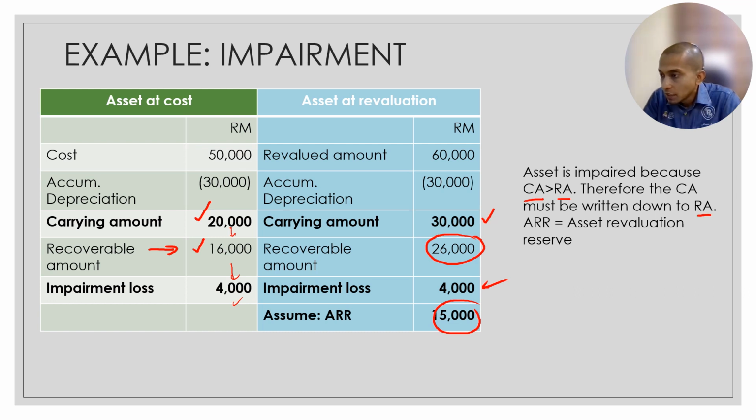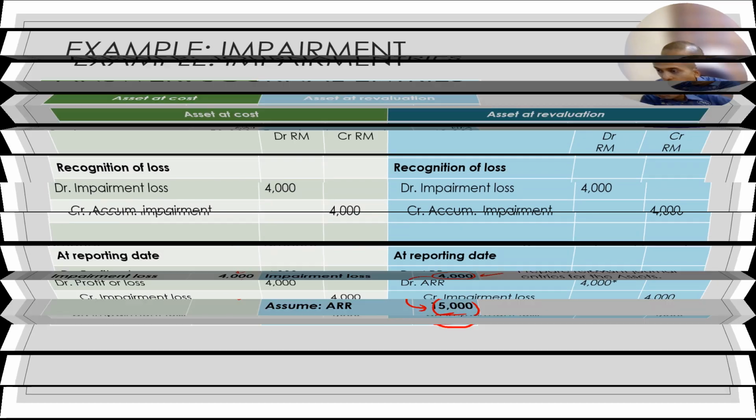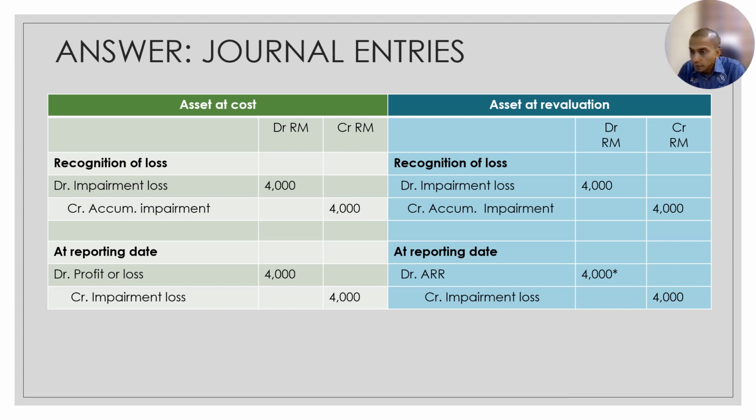You see this one? This one, impairment loss is 4,000, right? Recoverable amount is 26. Impairment loss is 4,000. This 4,000, how do we want to cover it? We are going to cover it using ARR because we have 15,000 ARR. So we are going to cover it using ARR. So prepare the relevant journal entry. Okay, so to do a journal entry, debit impairment loss, credit accumulated impairment. Debit profit or loss, credit impairment loss, right?